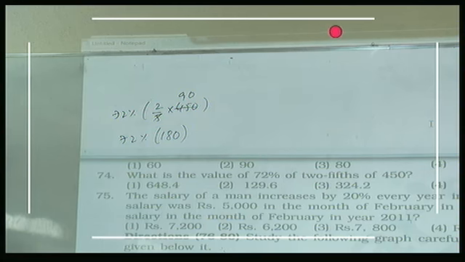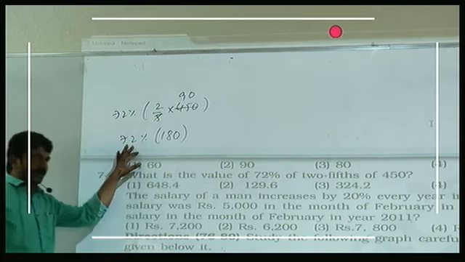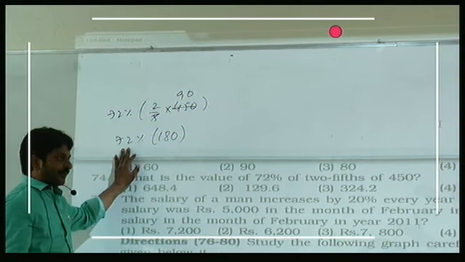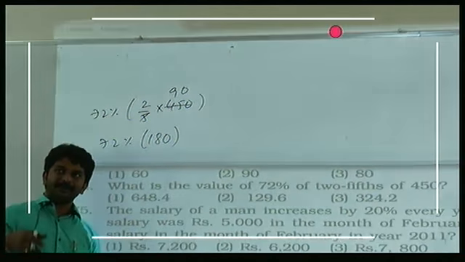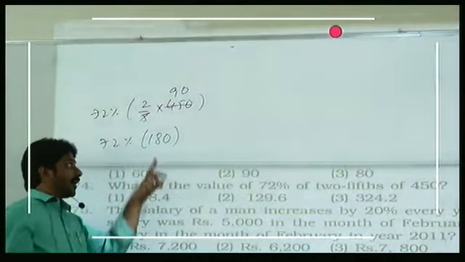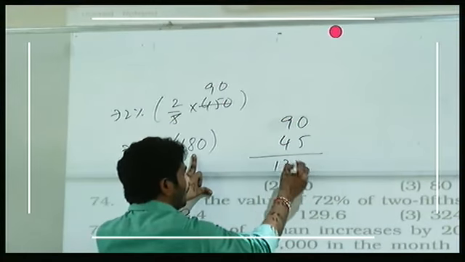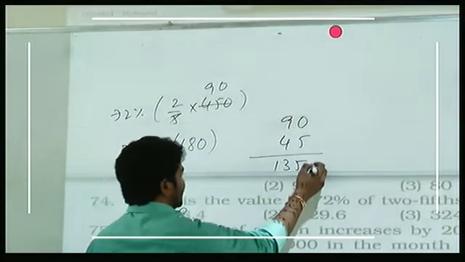Clear? If you want to calculate, don't calculate 72%. Get 75% minus 3%. How will you get 75%? Half plus half of it. Half is 90, which is 50%. Again half is 45, which is 25%. So 90 plus 45 is 135. 75% is this much, minus 3%. 1% is 1.8, 3% is 5.4. So 129.6.